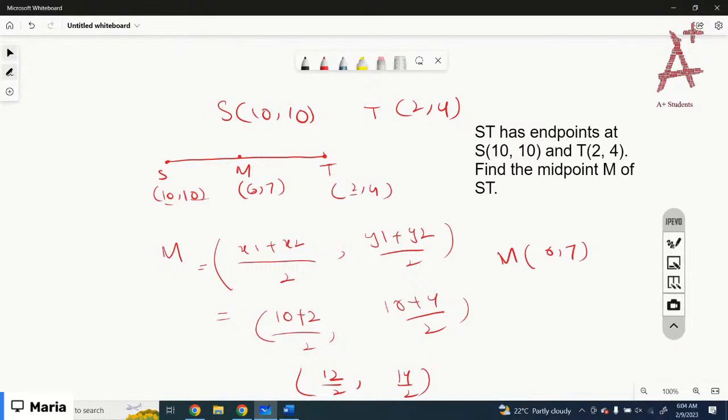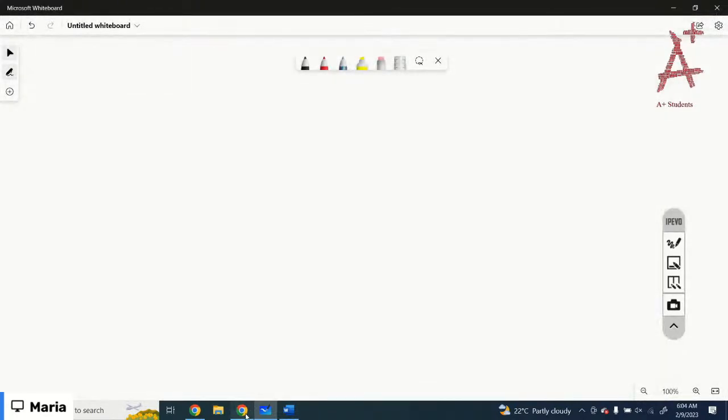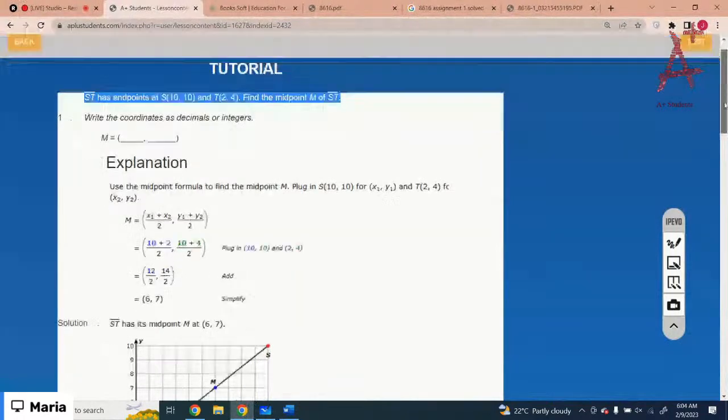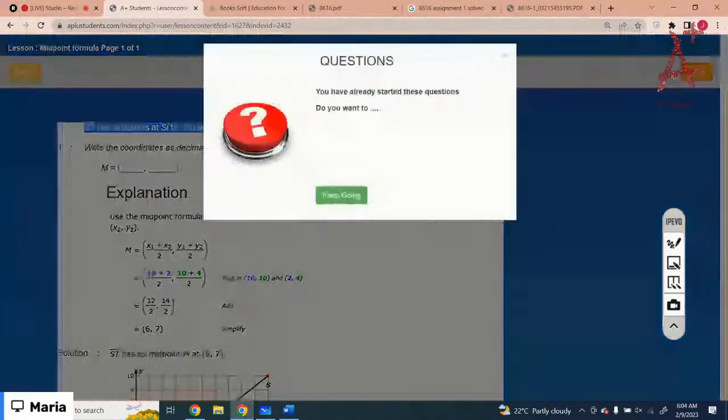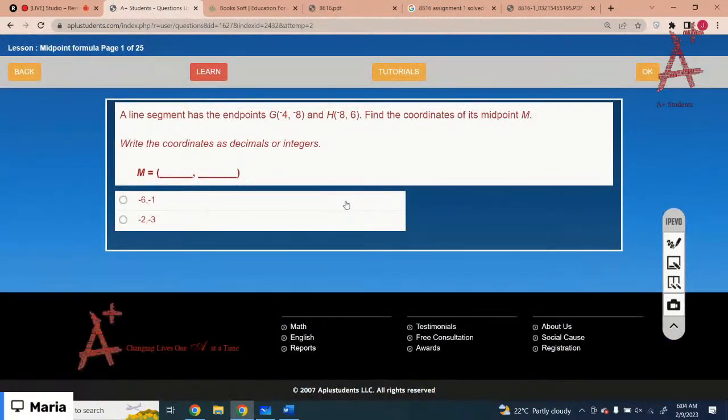You can have a look at the tutorial by yourself later today. Let me start with the practice questions. First one is, a line segment has endpoints G -4, -8 and H -8, 6. Find the coordinates of its midpoint M.